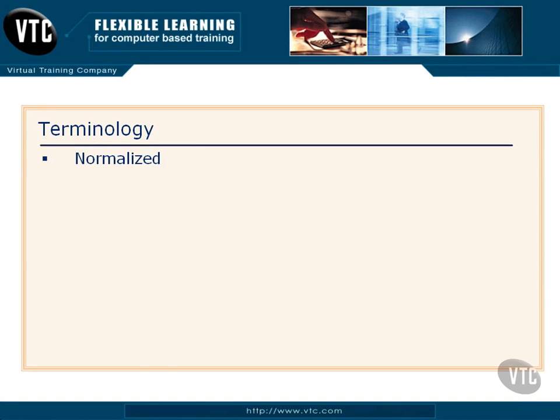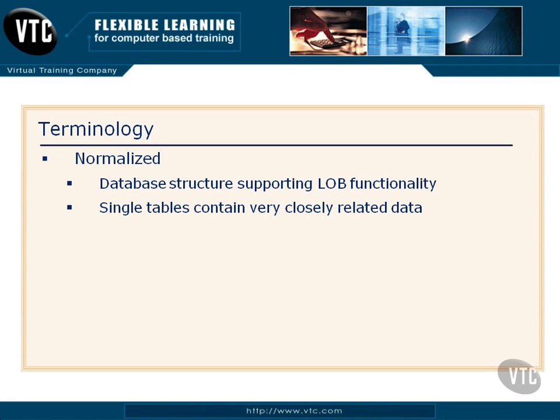Then you'll hear the word normalized, and we'll talk about normalized a little later on in the course. I'm going to show you a little video with an animation to help you understand it. Most people coming to this course probably know this, but for those of you who may be new and don't really understand the differences, I'll give you a very, very quick, simple explanation and animation on normalization. But normalized simply refers to the database structure that's supporting your line of business functionality. It has to do with the number of tables and how they're related.